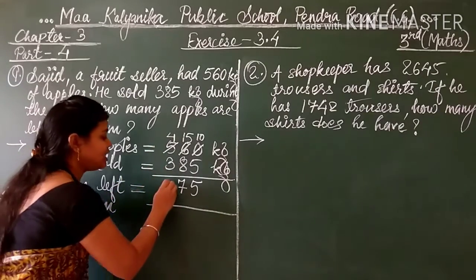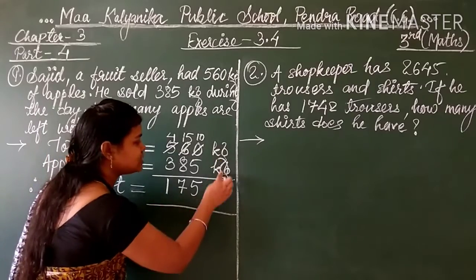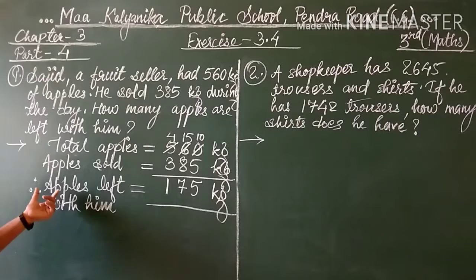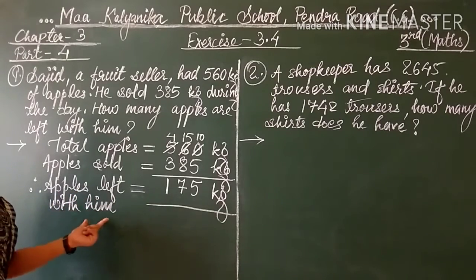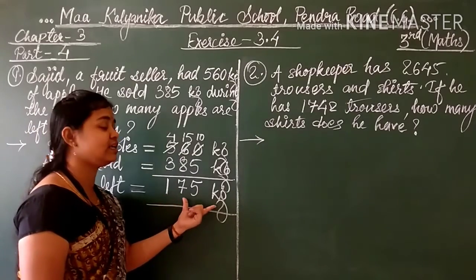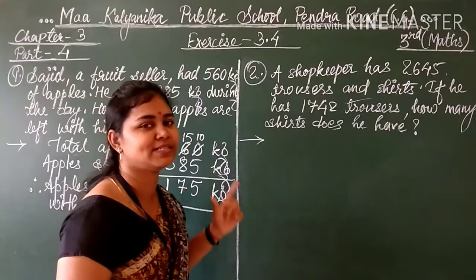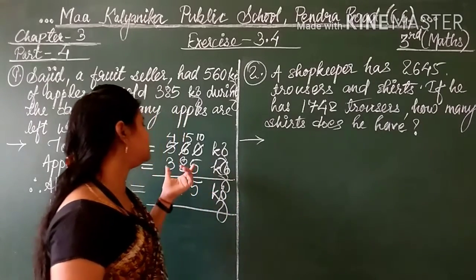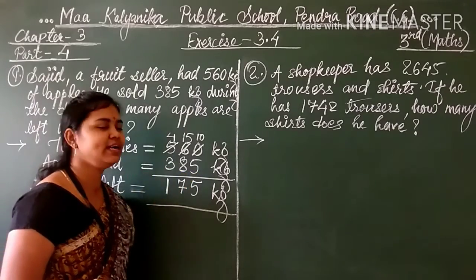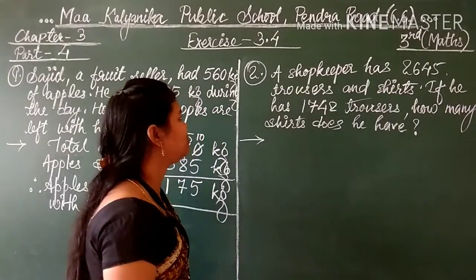Now 4 minus 3 is 1. So students, 175 and this unit is written already here. So we have to write down here. So simply apples left with him, means with Sajid is 175 kg. Okay, so 175 kg of apples are left with Sajid after selling 385 kg from 560 kg of apples. Clear to you students? Yes, I hope you have understood.